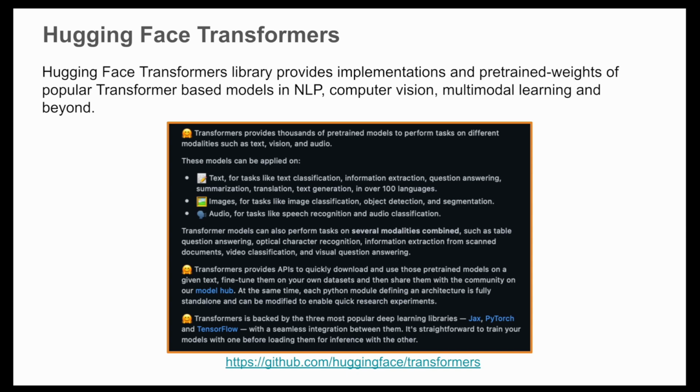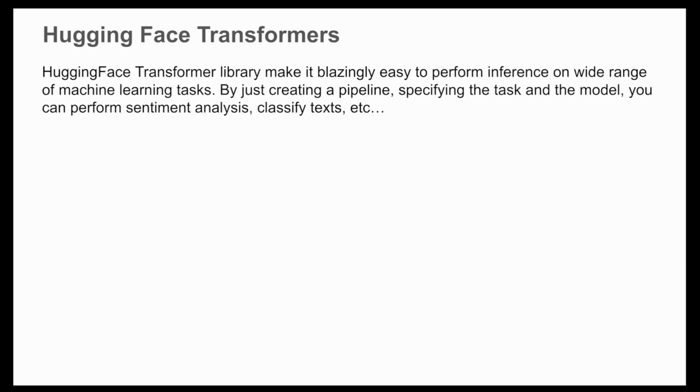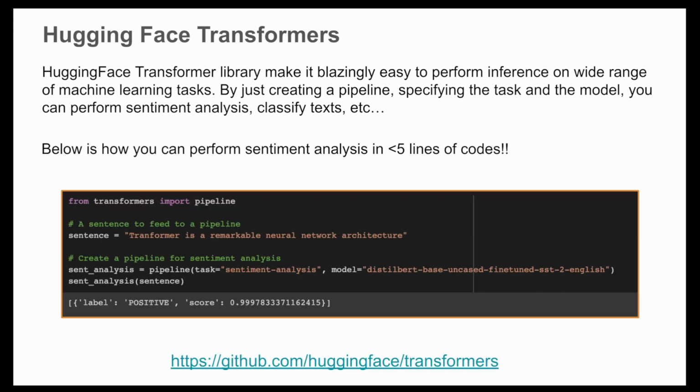You can also use models from other people. You can use models from large research labs, and it's very easy to perform inference on a wide range of tasks using the Hugging Face transformers library. By just creating a pipeline, specifying the model and the task that you want to perform, you can perform inference pretty easily. This example you see here is for sentiment analysis. You can do it in less than 5 lines of code.